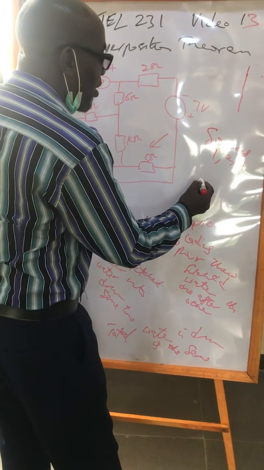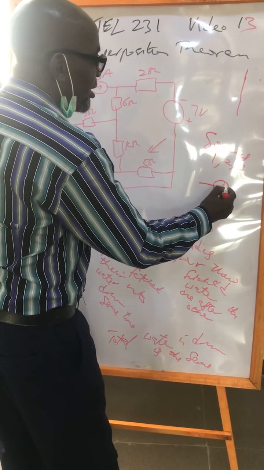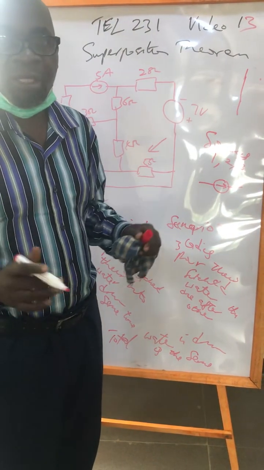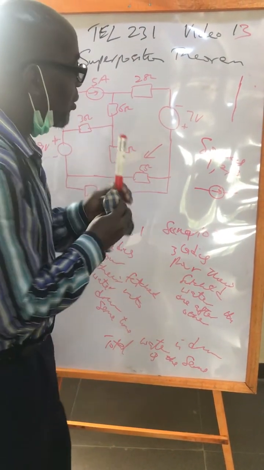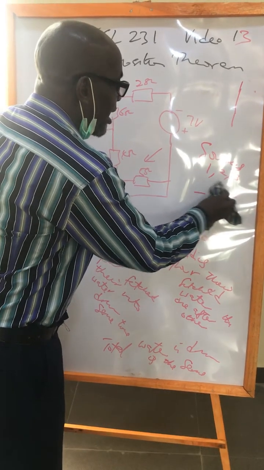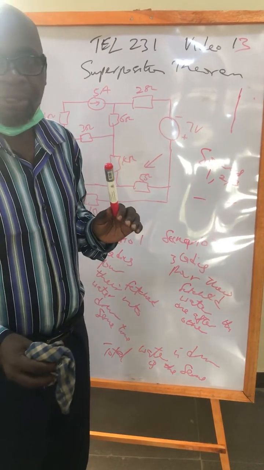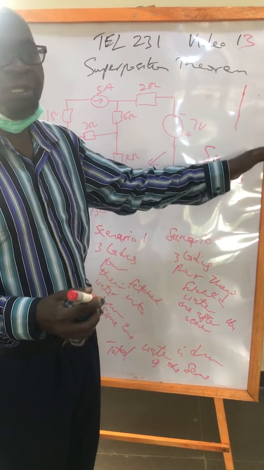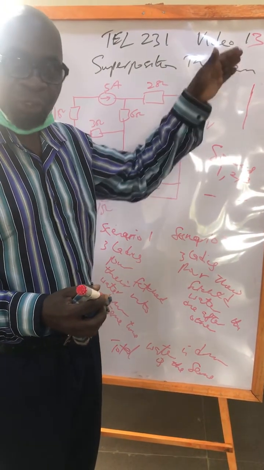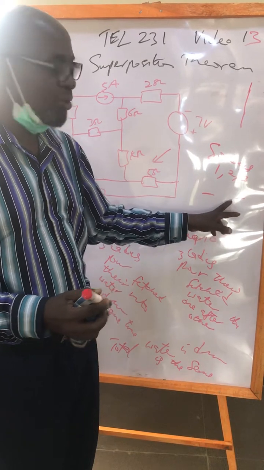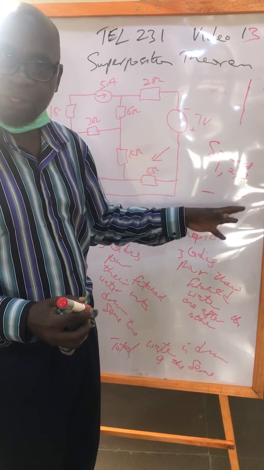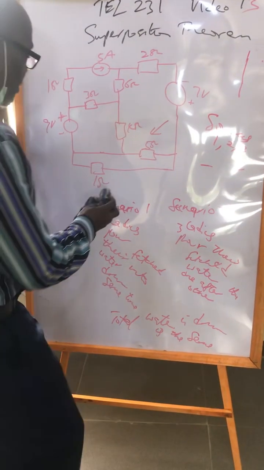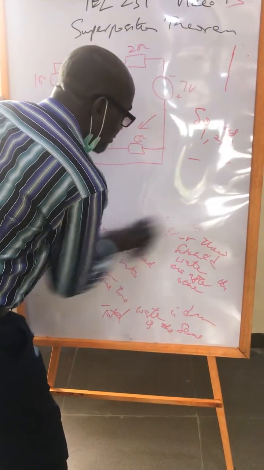But if a current source is not working, we are going to open circuit it. What do I mean by open circuit? We are going to remove it totally without bridging the gap. So if a voltage source is not working, we remove it and bridge the gap. That will short circuit it. If a current source is not working, we open circuit it, we remove it. So you will see as we go along.